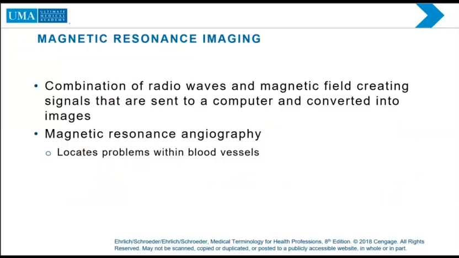Magnetic resonance imaging, also known as an MRI, is the combination of radio waves and a magnetic field creating signals that are sent to a computer and converted into images. Magnetic resonance angiography locates problems within blood vessels.